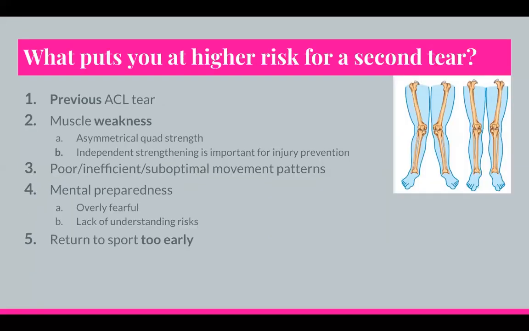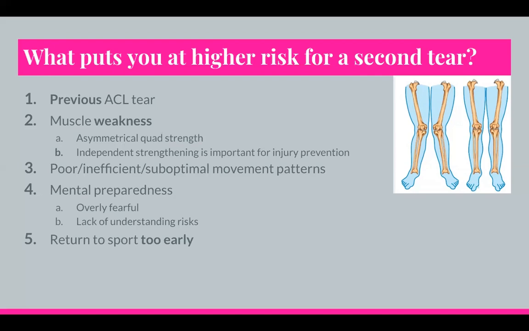We're now going to move on to the aspects that put you at a higher risk for a second ACL tear. To clarify, the last slide was addressing the risk factors for first-time ACL tears. We are now talking about someone who has already previously experienced an ACL injury, and all these factors put an athlete at a higher risk for another ACL injury. Our first risk factor is having a previous ACL tear. Our second factor is muscle weakness, specifically having asymmetrical strength between both quads. Our third factor is looking at biomechanics in an athlete having poor, inefficient, or suboptimal movement patterns.